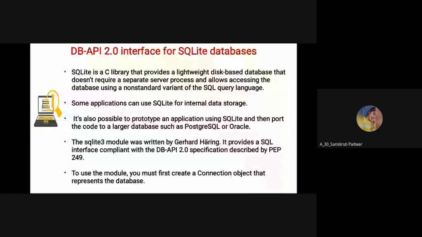Now, the SQLite 3 module is an inbuilt module present in Python, and it is written by Gerhard Herring. It provides a SQL interface compliant with the DB API 2.0 specification, described by PEP 249, the Python Enhancement Proposal 249. We already know that Python is an extensible language, so anyone can add their own code, create their own libraries, and add them to Python.